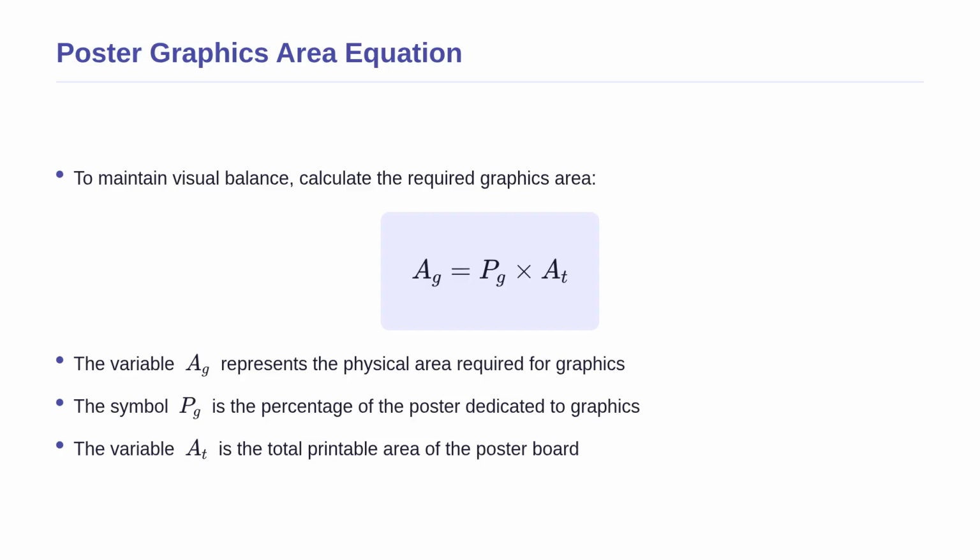To ensure this visual balance is mathematically consistent, we use a simple area equation. The formula is A_g equals P_g times A_t. In this equation, A_g represents the physical area required for graphics. The symbol P_g is the percentage of the poster dedicated to graphics, which we must write as a decimal for our calculations. Finally, A_t is the total printable area of the poster board.